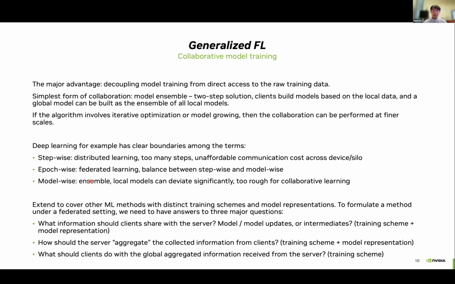But if we think about this in a more generalized manner, extending to cover other machine learning methods with distinct training schemes and model representations, sometimes these boundaries will become less clear. Really, to formulate a method under a federated learning setting, we need to have answers to these three major questions. The first being, what information should clients share with the server? Is it the model or model updates or some intermediate training results? And the second one being, how should the server aggregate the collected information from the clients? And the third one, the final one, is what should clients do with the global aggregated information received from the server? Once we have the answers to all these questions, then we can properly formulate a particular machine learning method into a federated learning setting.